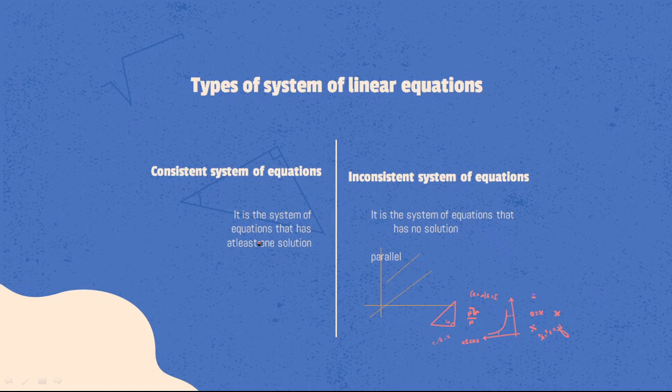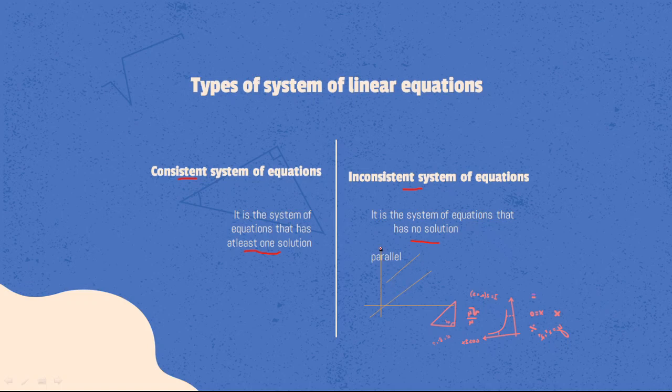Now come to types of system of linear equations. There are two types: consistent system of equations and inconsistent system of equations. What is a consistent system of equations? It is a system of equations that has at least one solution. Any system of equations that has at least one solution, or more than one solution up to infinite solutions, is called a consistent system of equations. An inconsistent system of equations is a system that has no solution. Any system of equations that doesn't have any solution is called an inconsistent system of equations.